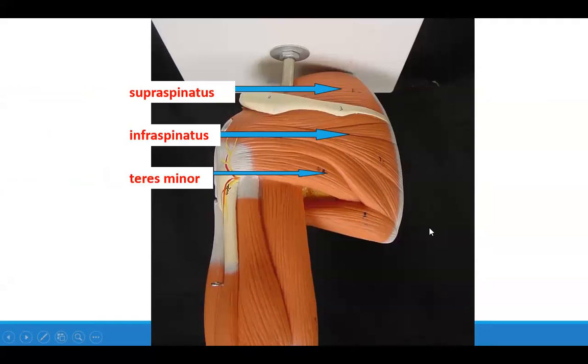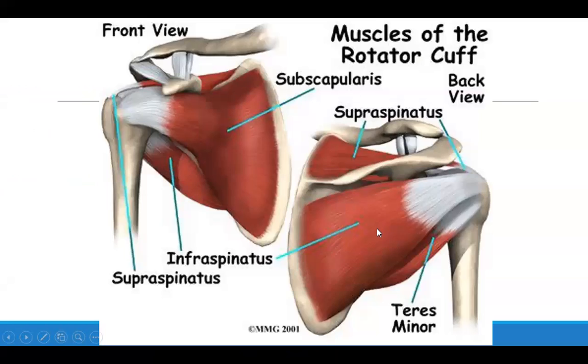This is 3 out of 4. The subscapularis is on the underside of the scapula. The infraspinatus and the teres minor are on the posterior surface. The supraspinatus is up here. Looking at it from this view, there's the supraspinatus, the infraspinatus, the teres minor. Subscapularis is on the underside.